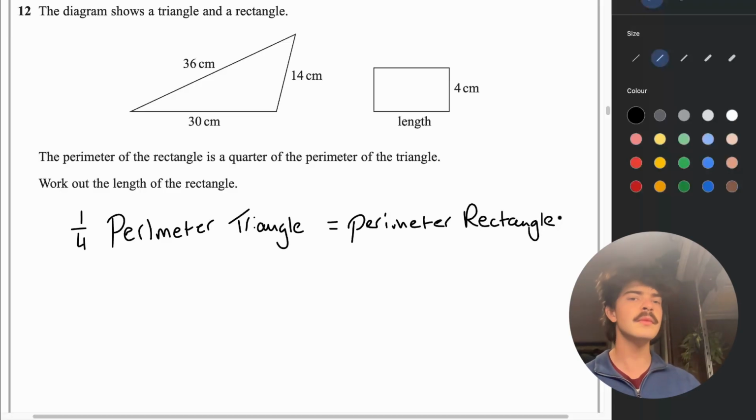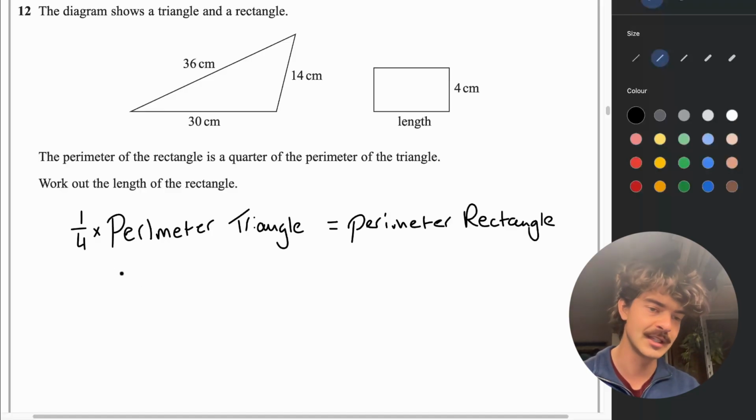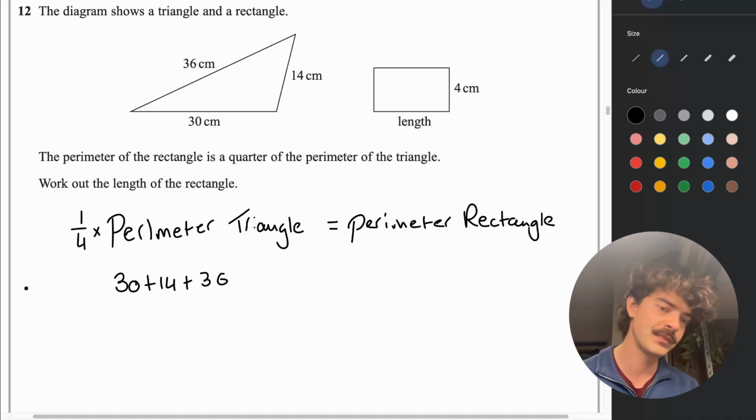Okay. Now to find a perimeter, that's the distance around the outside. Imagine you're walking around the edge of these shapes. So for our perimeter of the triangle, we've got 30 along the bottom, 14 up the side, and then 36 back to where we started. So let's drop these in. 30 plus 14 plus 36. And remember, we want 1/4 of this thing.